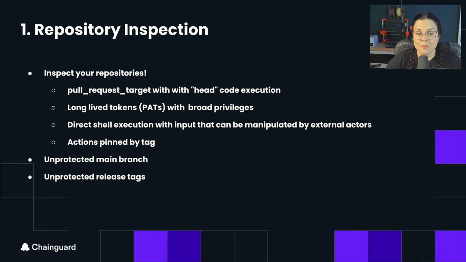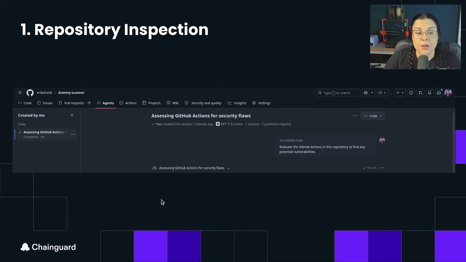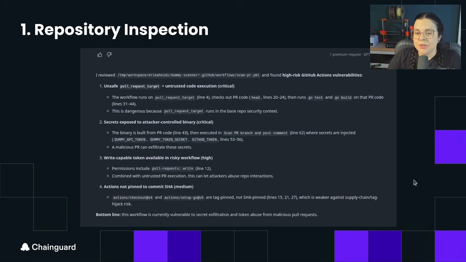Another thing is unprotected main branch and unprotected release tags. It can be a little bit overwhelming, but the good news is that you can use Copilot agent in your repository directly and ask it to evaluate your GitHub Actions and find any potential vulnerabilities. That was the prompt I used, for instance, here. And it was very effective in detecting the issues.